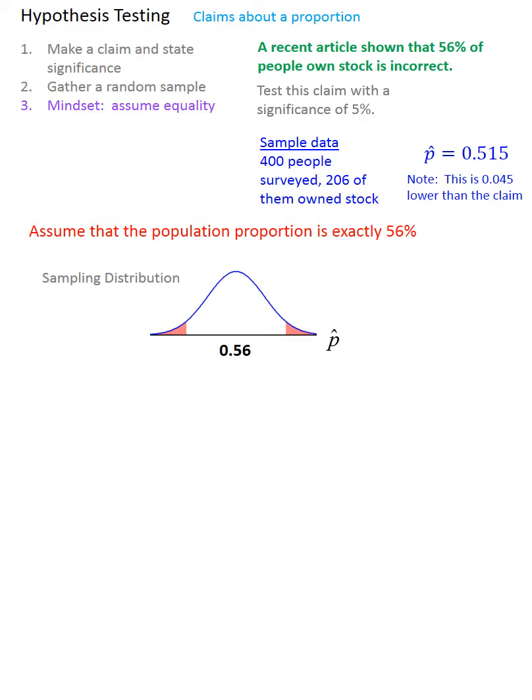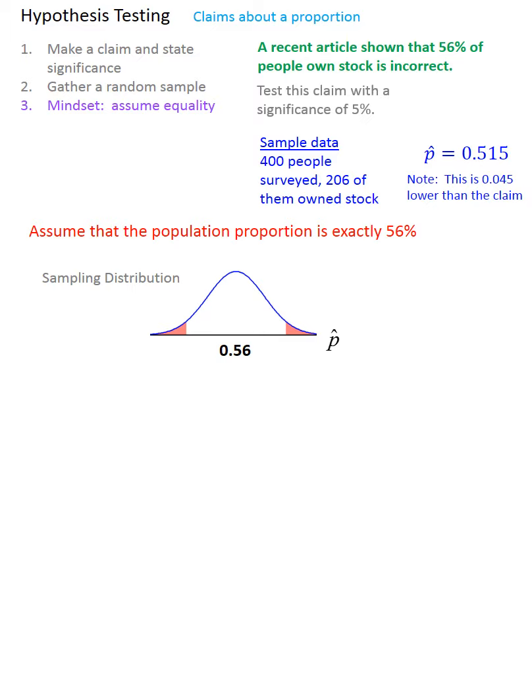Now, if my 51.5% ends up here, then that won't be far enough away from 56% for me to call that statistically significant. But if 51.5% is much further away from 56, so far away as to be in one of these red tails, then I'll claim it as a rare event and assume that the null hypothesis is incorrect or unlikely.